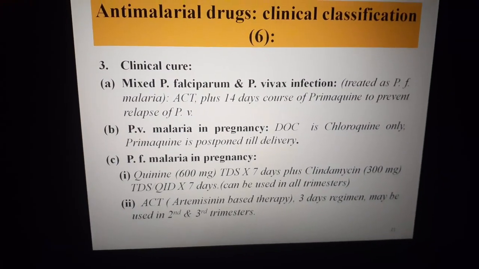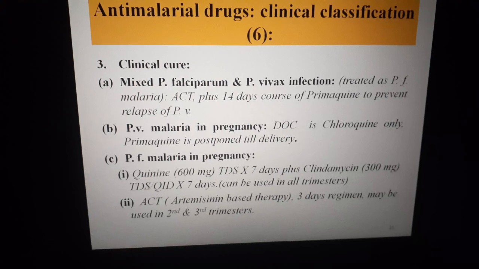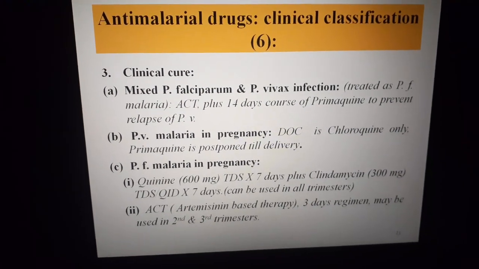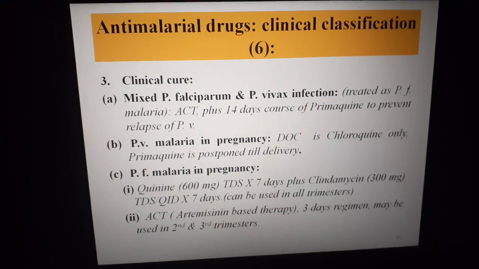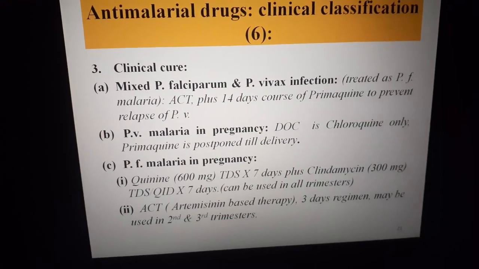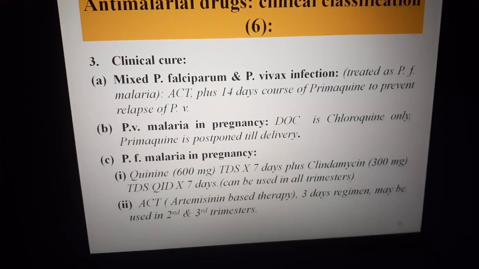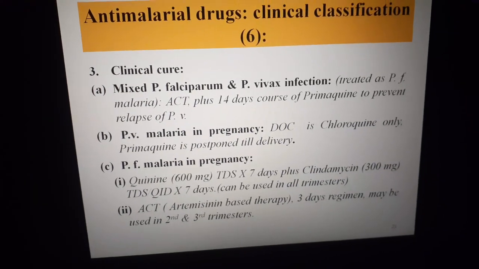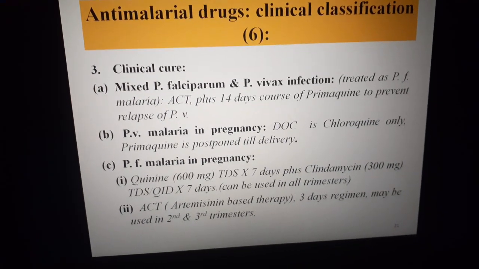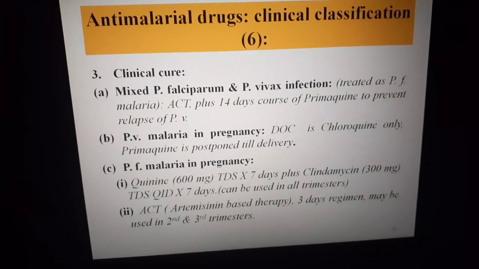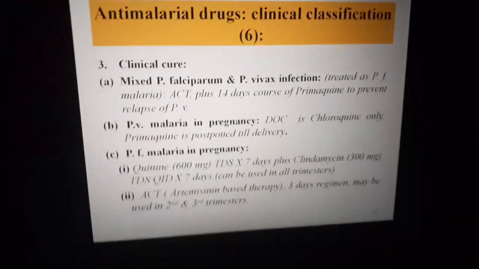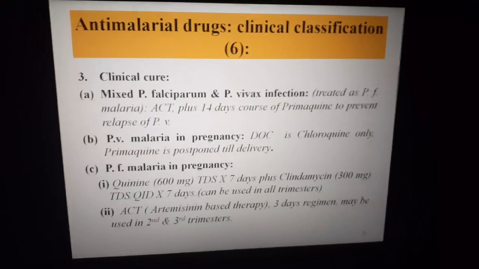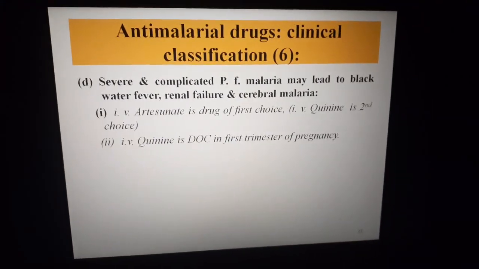For Plasmodium falciparum malaria in pregnancy, the preferred drug is quinine, that is 600 mg 3 times a day for 7 days, plus clindamycin 300 mg 3 or 4 times a day for 7 days. It can be used in all trimesters. The second option is artemisinin based combination therapy, a 3-day regimen. It can be used in the second or third trimester. So this slide is very important: how to treat mixed infection or malaria in pregnancy.